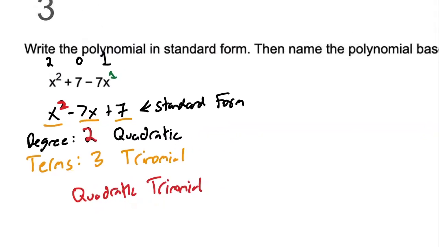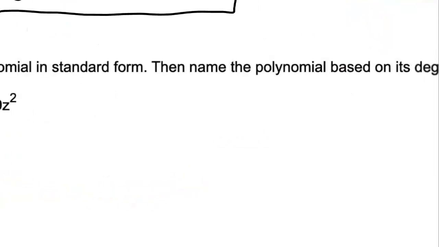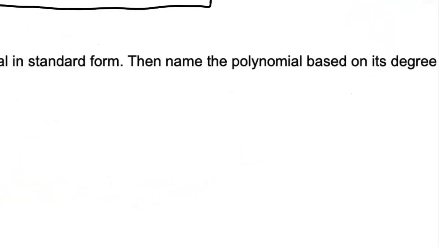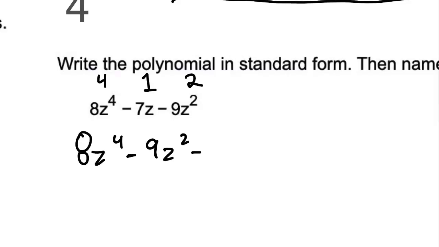All right. Number 4, write the polynomial in standard form. Name the polynomial based on the degree and the number of terms. Okay, what's the degree of the first term? 4. What's the degree of the second term? What's the degree of the third one? 2. So now you're just gonna write in standard form from greatest to least. So 8z to the fourth minus 9z squared minus 7z. So that is standard form.